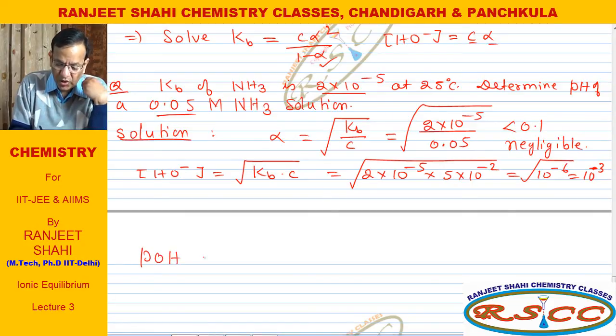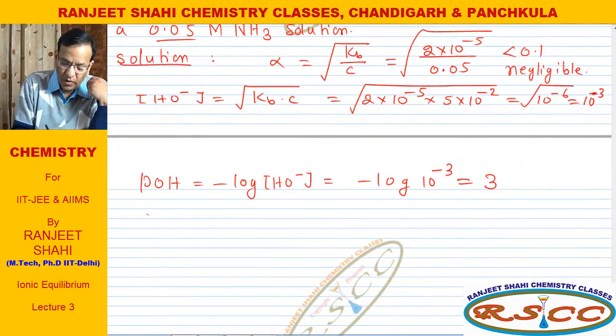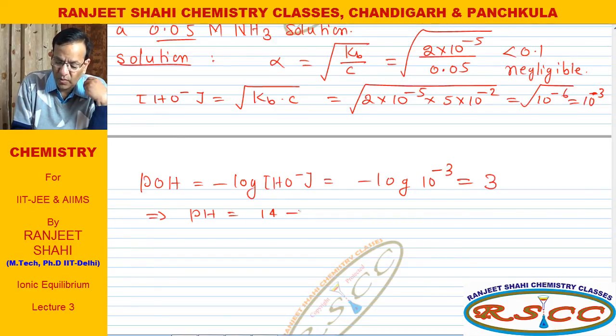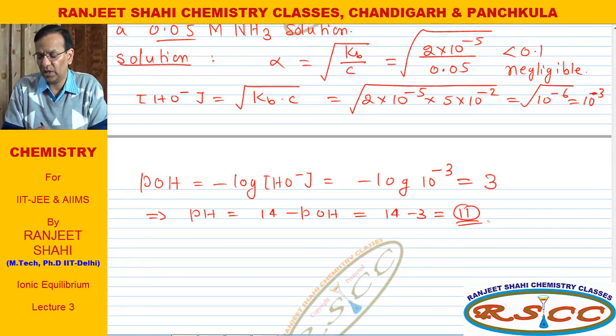So pOH, which is negative log of concentration of hydroxide ion, will be equal to minus log of 10 raised to the power minus 3, so it will be 3. Therefore, at 25 degrees Celsius, pH will be equal to 14 minus pOH. So 14 minus 3, it is 11. So we solved a simple situation of weak acid, and this is very much like solution of weak acid so far as calculation and approach is concerned.